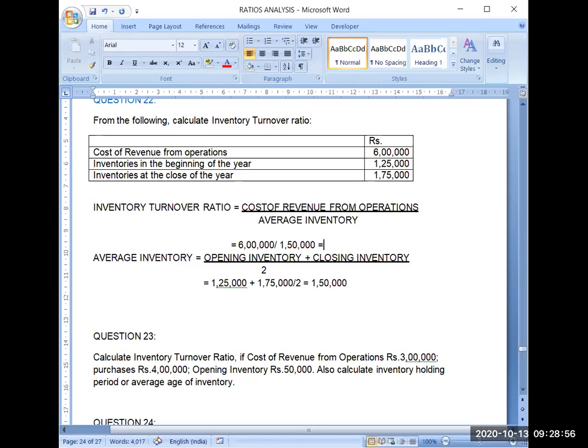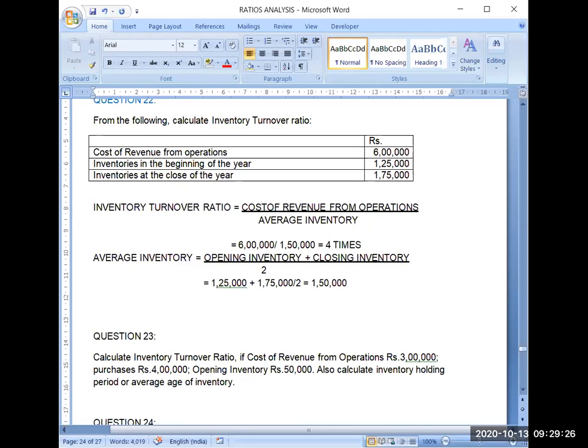And 15 for the 60. That's why it will come 4 times. So 4 times signifying that you convert your inventory into your revenue from operation 4 times in a year. You convert your inventory into turnover, into your sales, 4 times in a year. This is the meaning of this 4 times.